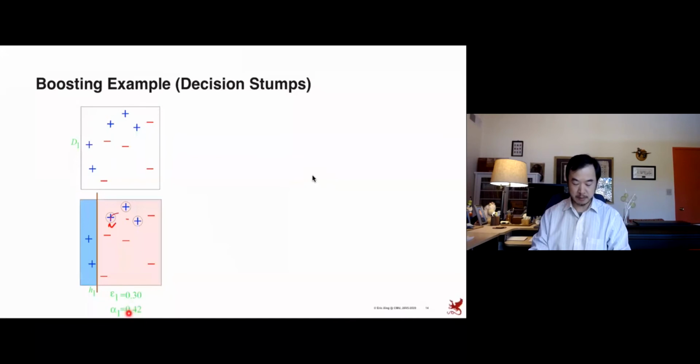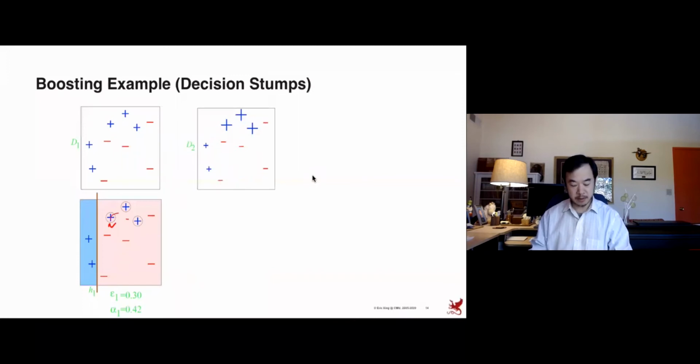We have only 0.42. As a result, the example gets reweighted. You can see that these 3 examples were mistaken, so they are considered to be harder examples. These other ones, which are correctly classified, are considered the easier examples. Therefore, we add more weight to these 3, and the others are downweighted. Now you retrain a classifier based on this newly weighted data set.